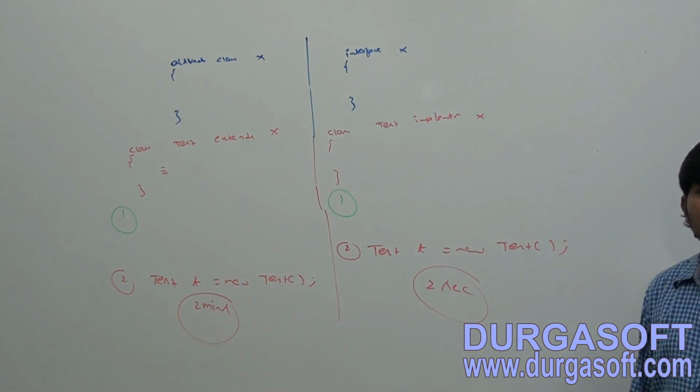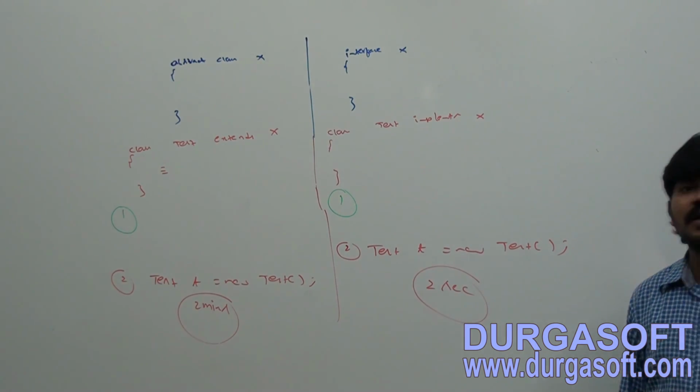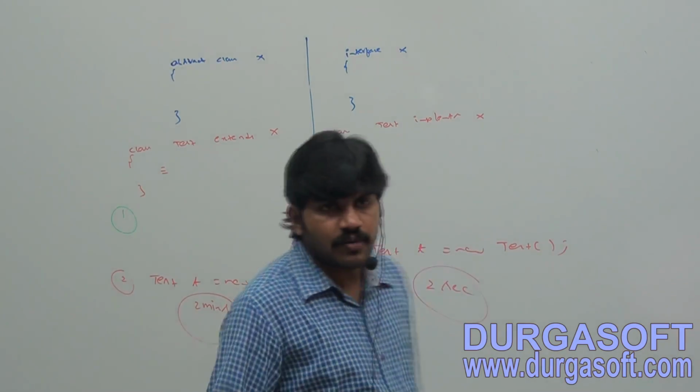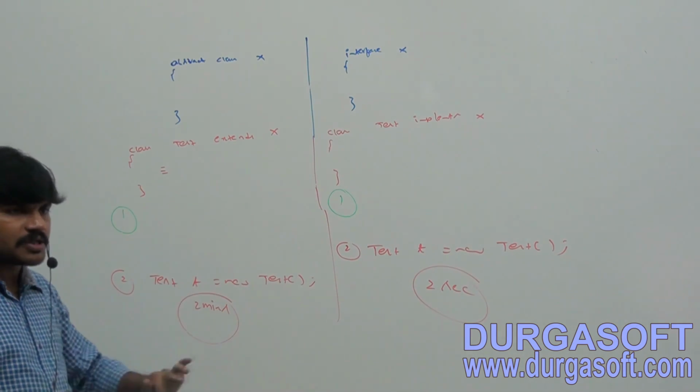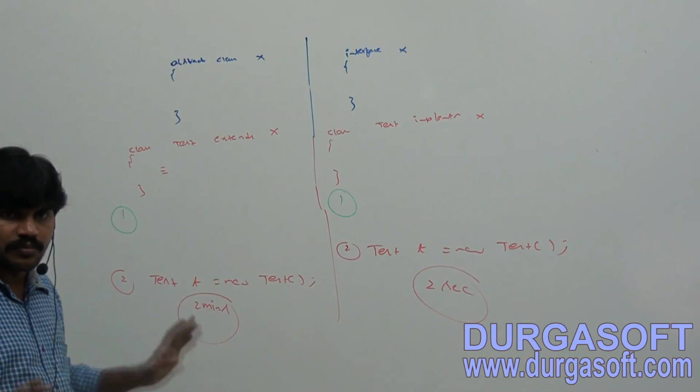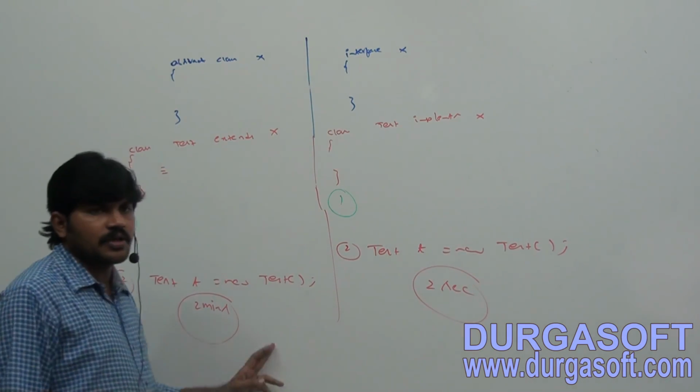That's all. If everything is abstract, highly recommended to go for which one? Interface, but not for abstract class. We can use abstract class also, but it's not a good programming practice. Are you able to understand?